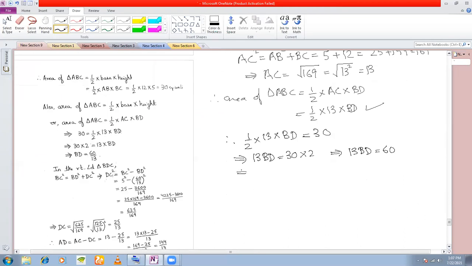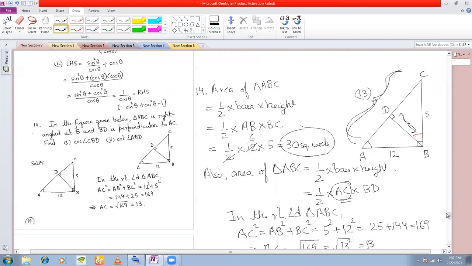That means BD is equal to 60 by 13. So I've got the length. How much have we got the length of BD? This length we have got 60 by 13.